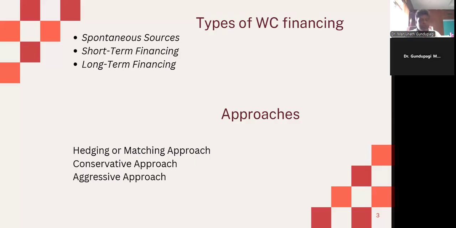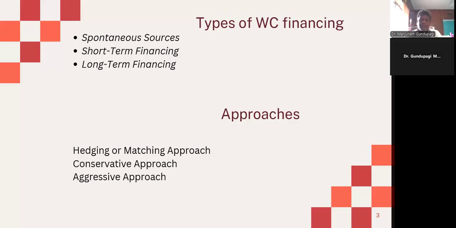So when it comes to approaches to financing current assets, what kind of strategy can we go for? One of the popular ones is the hedging or matching approach. Here we are matching the maturity of assets as well as liabilities. Short-term assets are financed with short-term funds and long-term assets are financed with long-term funds.